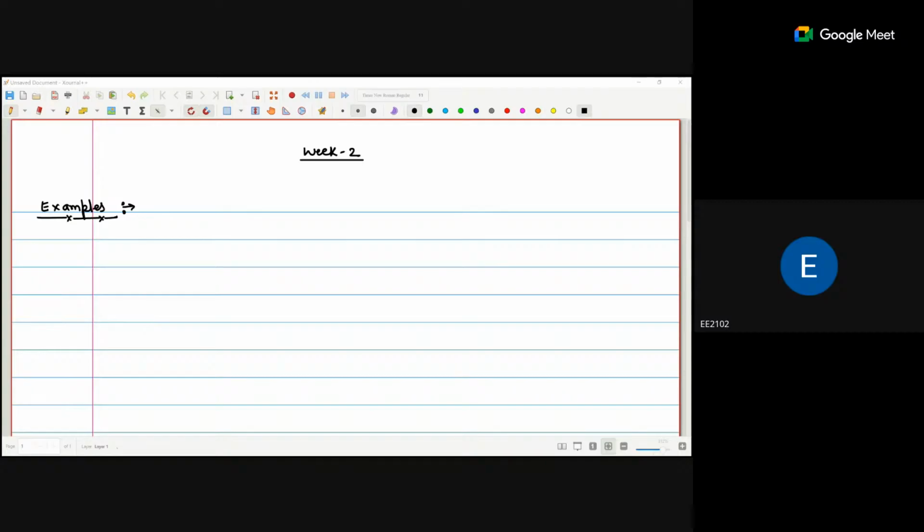Sir, can an amplifier be used to amplify signals? Yes, exactly. Basically, the amplifiers are categorized in 3 ways. One is the voltage amplifier. Second is the current amplifier. And third one is the power amplifier.